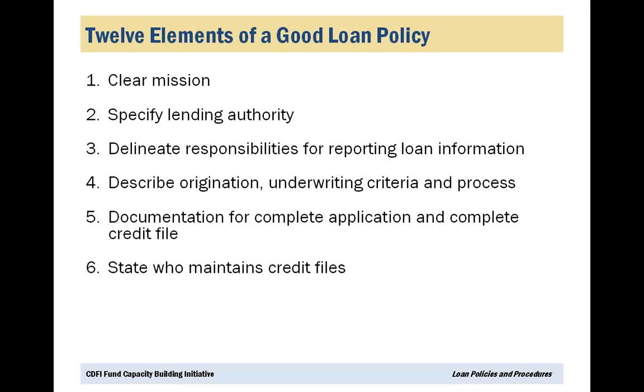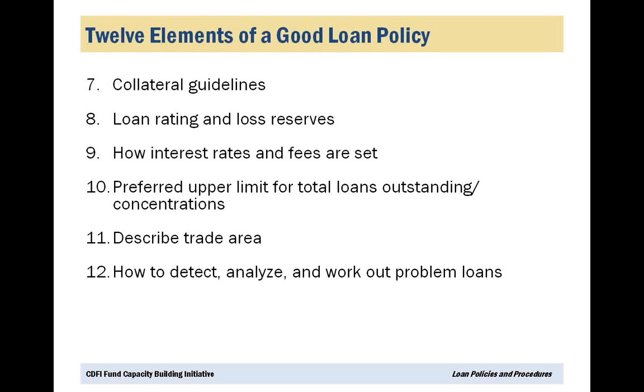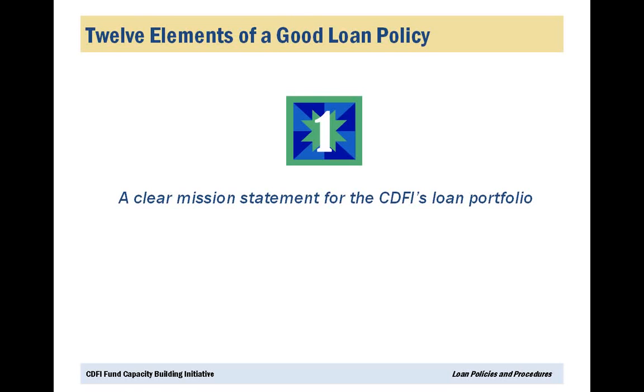A clear mission statement, a specification of your lending authority, delineating the responsibilities for reporting loan information, describing your origination and underwriting criteria and process, documentation for a complete application and a complete credit file, and then who maintains those credit files, what your collateral guidelines are, what your loan rating and loss reserves policies are, how you set interest rates and fees, what your preferred upper limit for total loans outstanding and your concentration limits are, a description of your trade area, and 12 is how to detect, analyze, and work out problem loans.